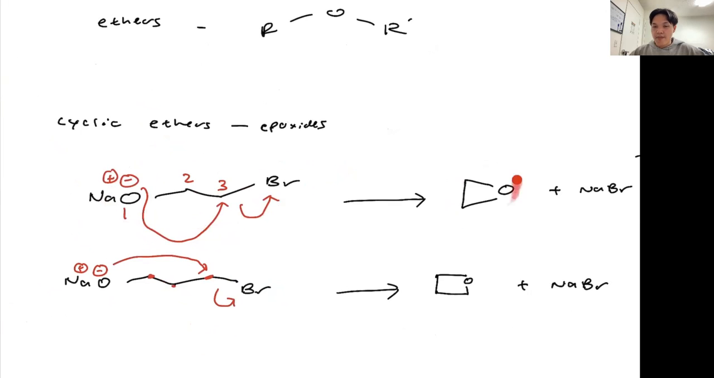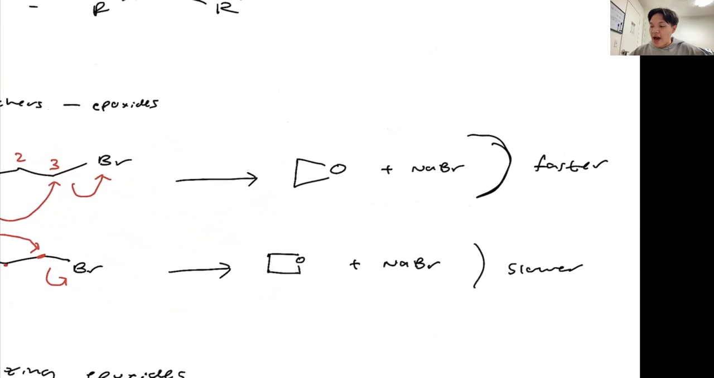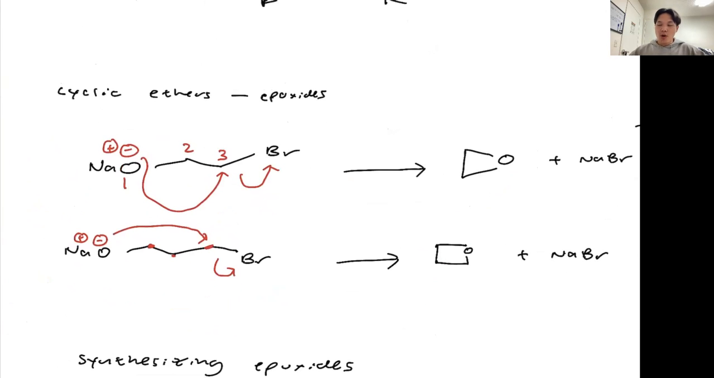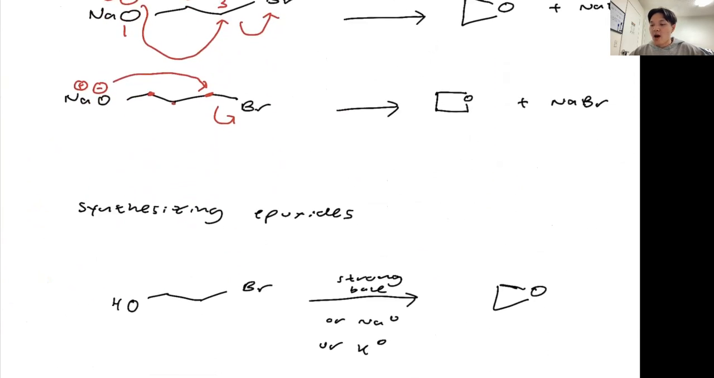And you'll actually see this where these three-membered epoxide rings are actually more favored and more stable. So it's going to form faster and it's going to be even better than this 4-membered. So most of the epoxides that you'll see will be in the form of this triangle with an oxygen on the top, okay? So let's learn how to make epoxides now.